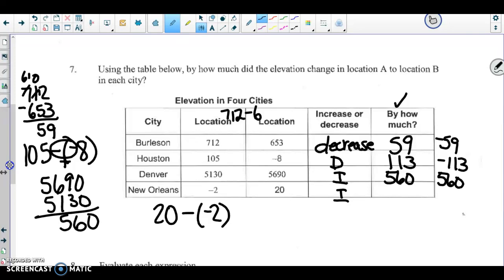Sorry, backtrack. I already did that one. The 20 minus -2 ends up becoming 20 plus 2, which is 22. So it increased, and so we end up going from the 20 minus the -2, 22 feet. And it is a positive 22 for our change of elevation.